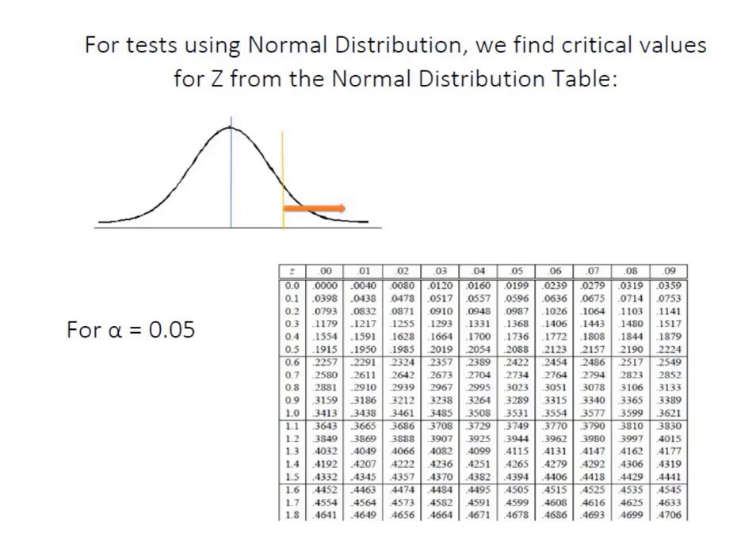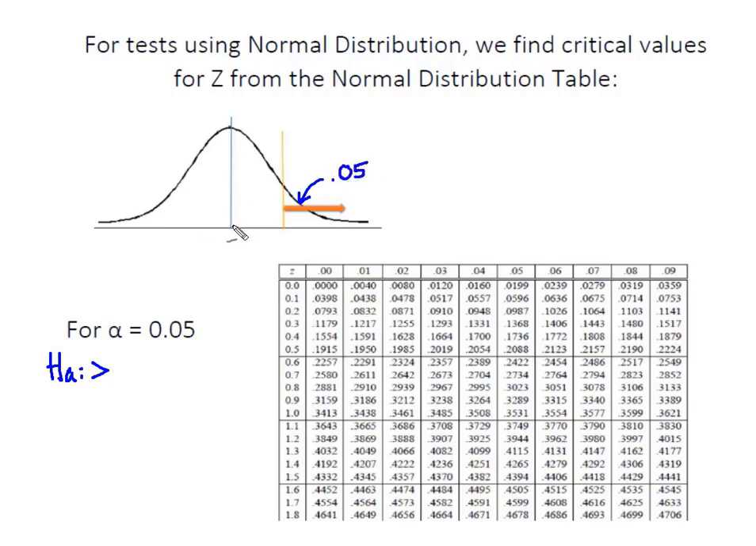When we're conducting tests using normal distribution and using a z as our test statistic, we're going to find our critical values for z from a normal distribution table. So in this example, I'm going to test at an alpha of 0.05, which meant that my alternative hypothesis looked like this. And so I have this rejection region in the upper tail. And what I know here is this is where my 0.05 is.